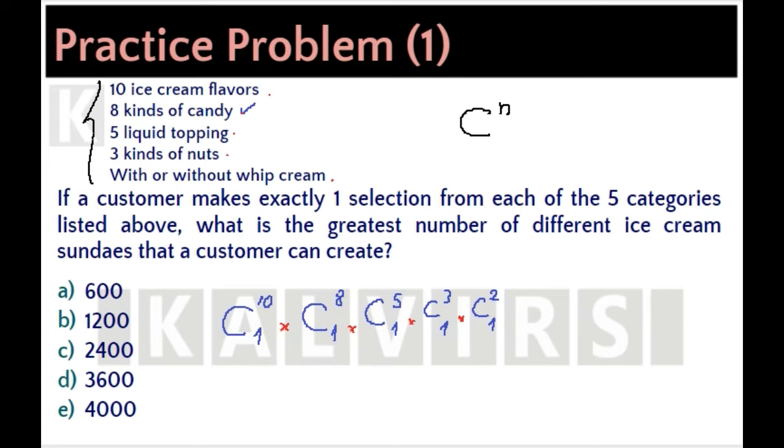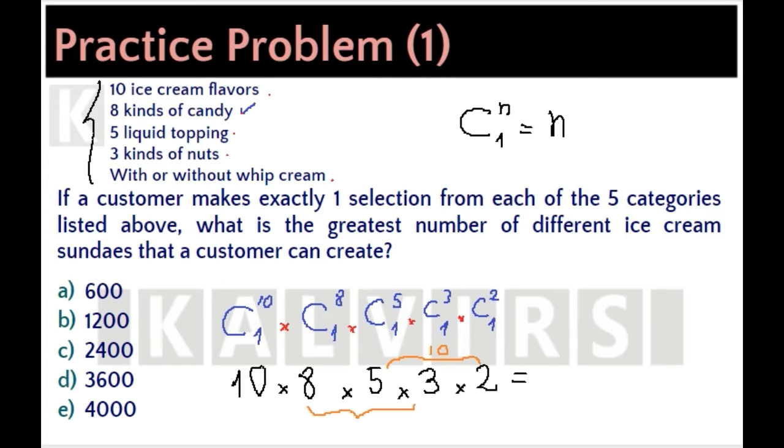And combinations of n objects, if you're choosing just one of them, equals n. Therefore, 10 times 8 times 5 times 3 times 2. 5 times 2, 10. 8 times 3, 24. So we get 24 times 10 times 10, 2,400. Choice C is correct.